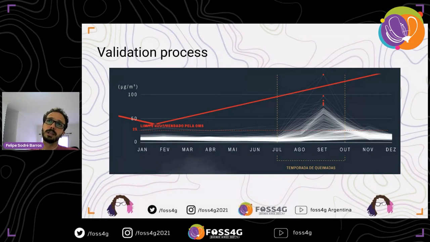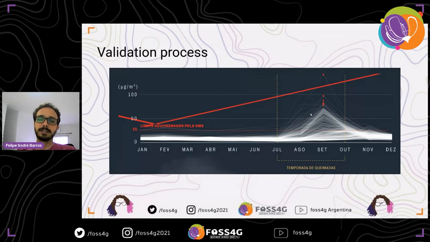And then we are showing here several municipalities. The line is in white, and then we have a suggested limit from the World Health Organization. They suggest that the daily concentration of exposure shouldn't be higher than 25 micrograms per cubic meter. Okay, so this is the line here, showing the limit. And of course a few municipalities, before the fire season, were already presenting daily exposure higher than suggested by the World Health Organization.